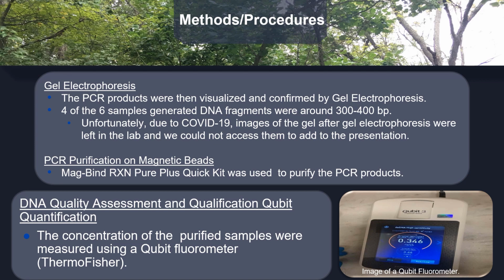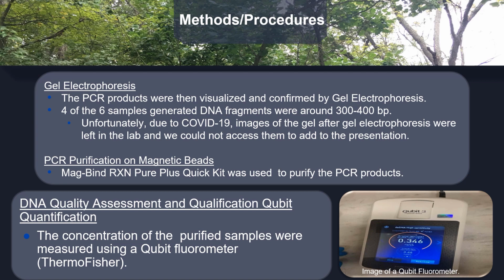4 of the 6 generated DNA fragments were around 300 to 400 BP. The gel images, unfortunately, were left in the lab and cannot be accessed due to the COVID-related lockdown at the Kane University campus. Following the gel electrophoresis, the PCR products were then purified using magnetic beads, and the concentration of the purified samples was measured using a Quippet fluorometer in order to ascertain the quality of the sample.